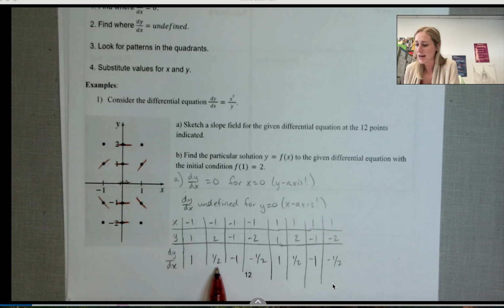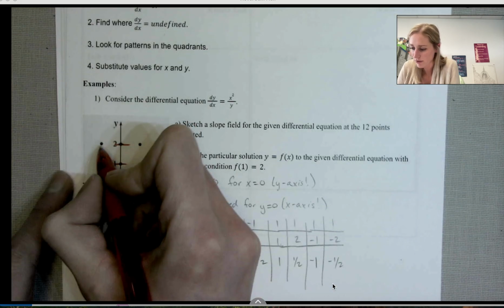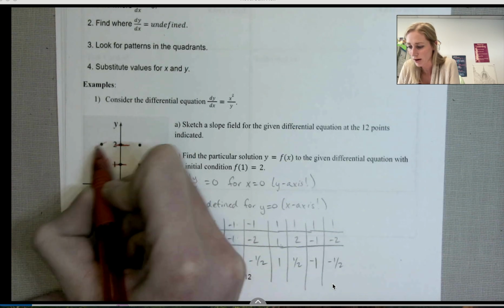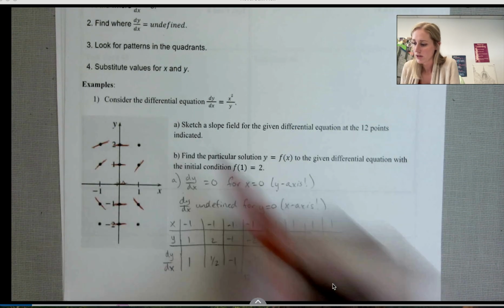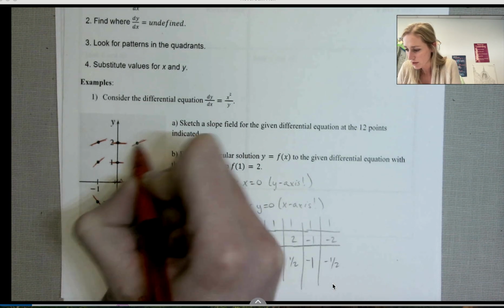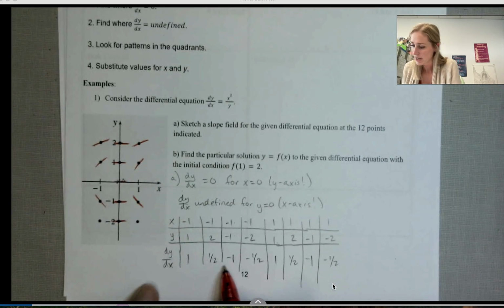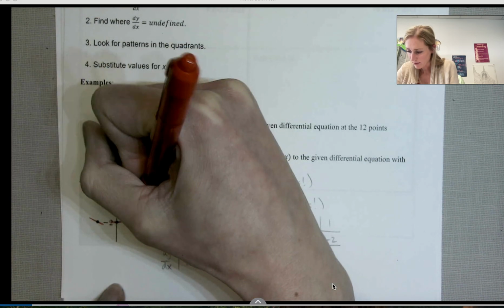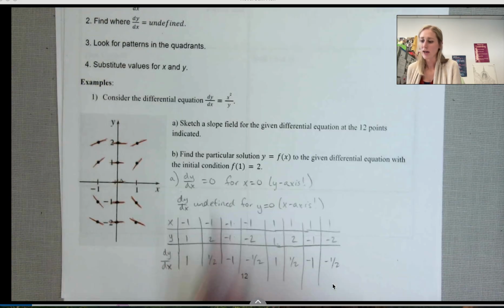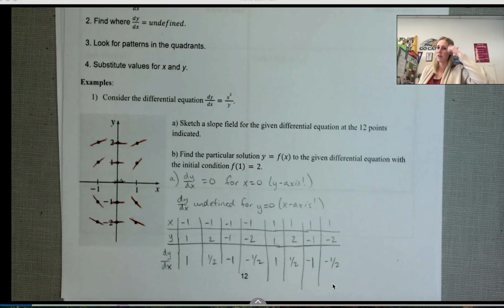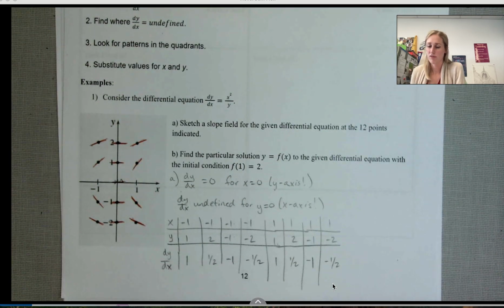Okay, then we had some positive 1/2s, so I should make this less steep than this one, right? 1/2 is more shallow. It's also positive 1/2 at 1, 2, so again, I should make those look very similar. Then we have negative 1/2 and negative 1/2. Okay, so this is a slope field. It gives us a picture of the family of functions that could satisfy this differential equation.